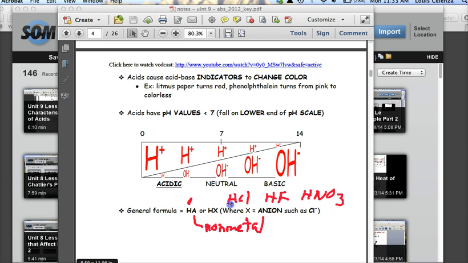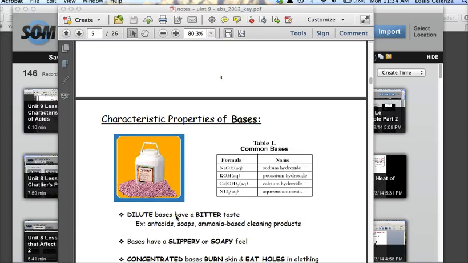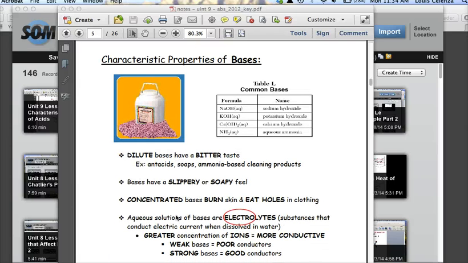Notice that they all have H first, and we're going to talk about this later on. It seems that all compounds with H in them are acids, and that's not the case. So let's go on to bases. In many ways, bases are the exact opposite of acids.